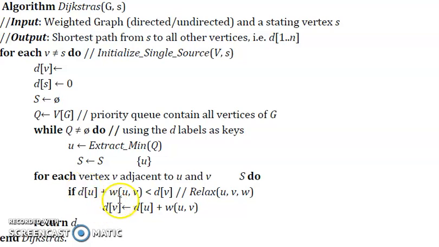If d of u plus w of u comma v, nothing but whatever vertex you have visited, so from that vertex, can you reach the next vertex by considering that as an intermediate vertex? So if that distance is less than the actual distance, then you consider that distance.